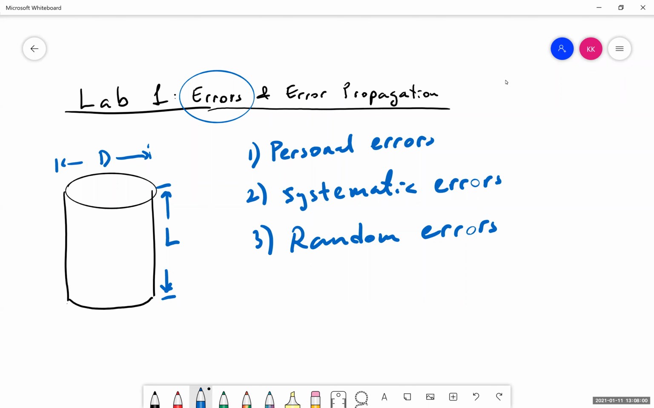Systematic errors are generally equipment mistakes or equipment problems. For example, you did not calibrate your equipment before doing experiments. That's why a lot of times you need to calibrate your equipment before you start making measurements. For example, if you want to look at an object's motion along a straight line, you want to make sure that your table is flat.